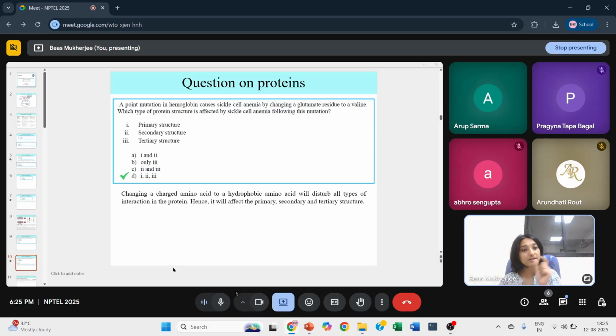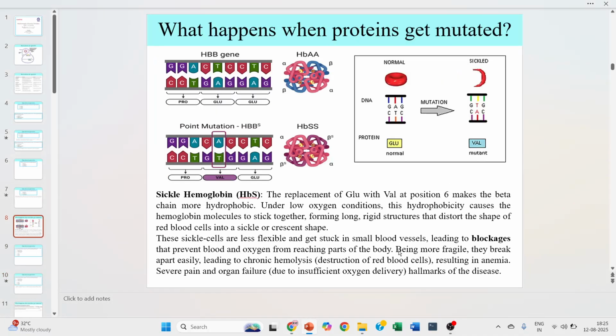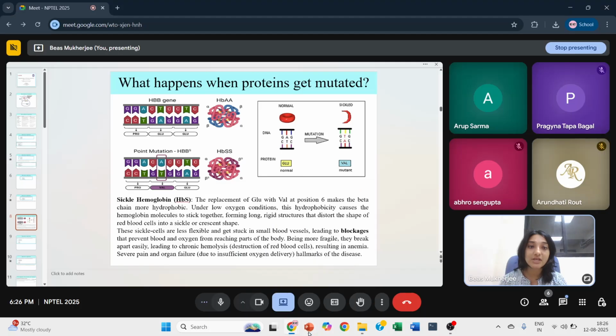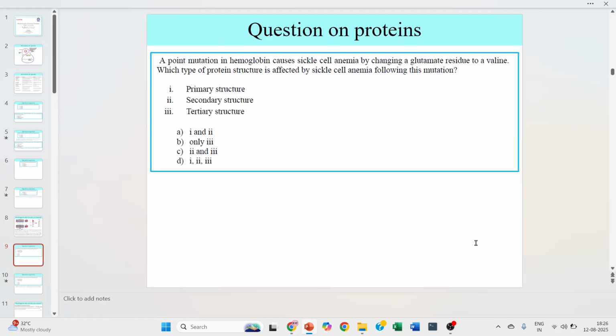We saw that the tertiary structure was affected. We saw that in the figure in the previous slide. Primary would of course get affected because you saw this particular mutation, glutamic acid to valine. And another thing is it is becoming more hydrophobic, so even the secondary structure is also getting affected. Okay, now we'll move on.